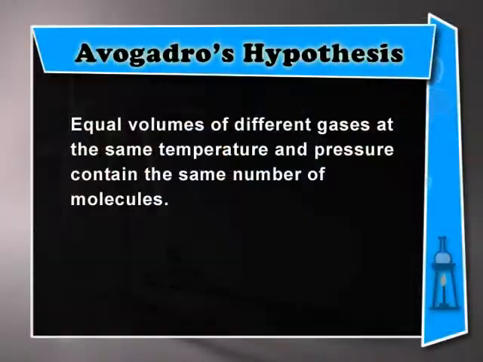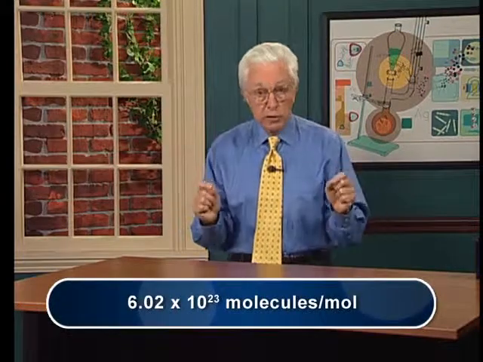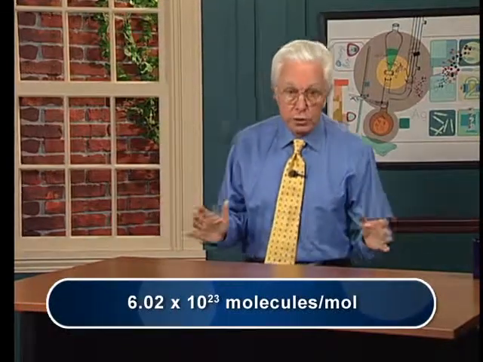So let's state the hypothesis again. Equal volumes of different gases at the same temperature and pressure contain the same number of molecules. Now, as we said earlier, you can reverse that statement. If equal volumes contain the same number of molecules, then the same number of molecules will occupy equal volumes. Well, there's a particular number of molecules that's very important in chemistry, the number of molecules in a mole, which we learned in a previous lecture is approximately 6.02 times 10 to the 23rd.